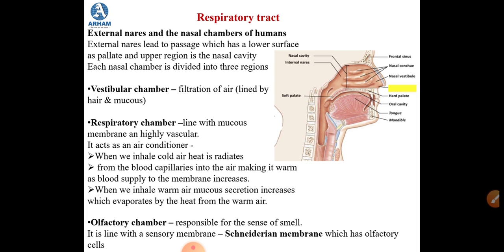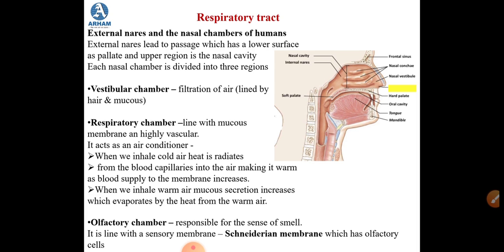Now the lower region of this nasal chamber or the nasal cavity is known as the palate. The nasal chamber or the nasal cavity is divided into three regions: the vestibular chamber, the respiratory chamber, and the olfactory chamber. The vestibular chamber functions for the filtration of air. That means it is lined by hair and mucous membrane, and this hair and mucous membrane actually traps all the dirt and all the impurities, leading the pure air inside to the lungs.